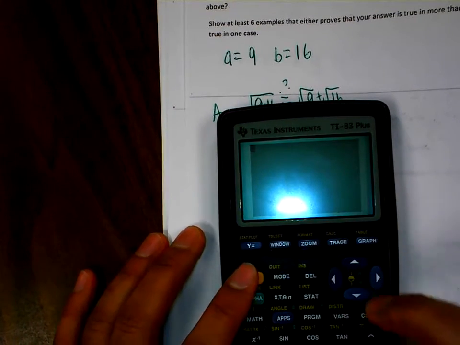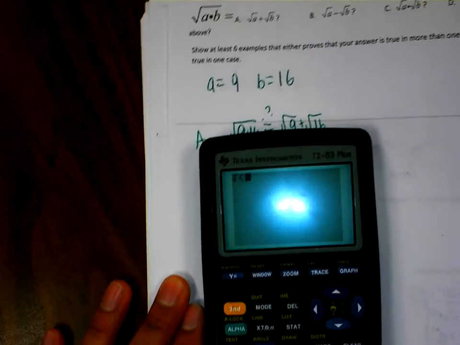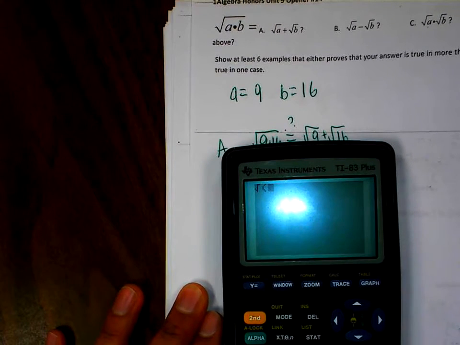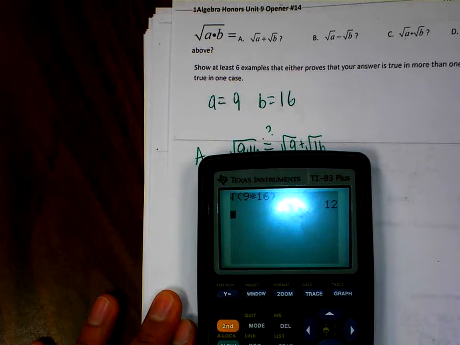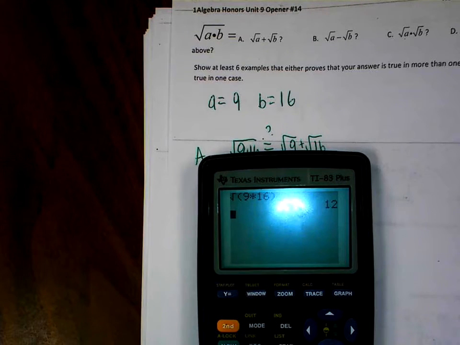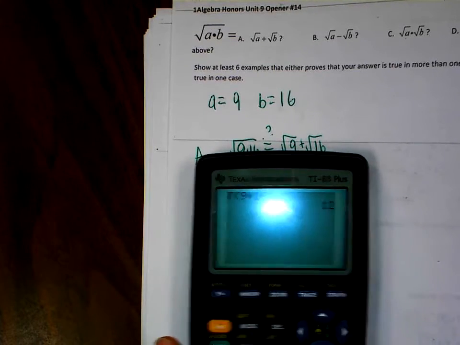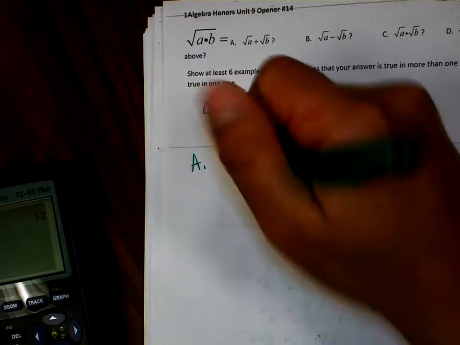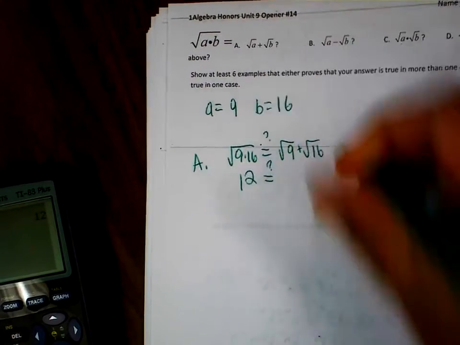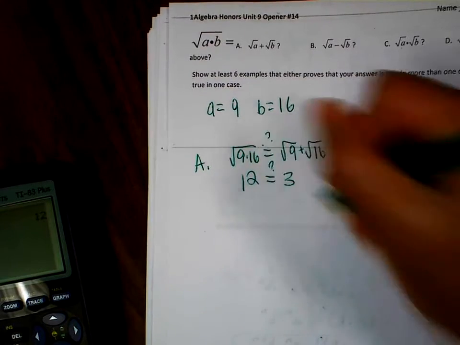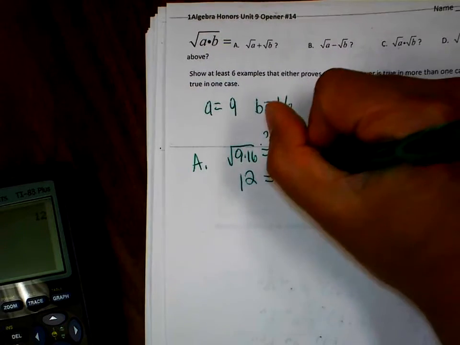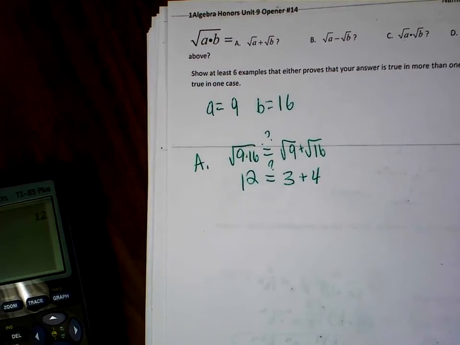So the square root of 9 times 16 tells me the answer is 12. Okay, so I'm looking for 12. So this is 12. Is 12 the same as the square root of 9 plus the square root of 16? Well, the square root of 9 is 3 because 3 times 3 is 9. The square root of 16 is 4. So is this true? Nope.